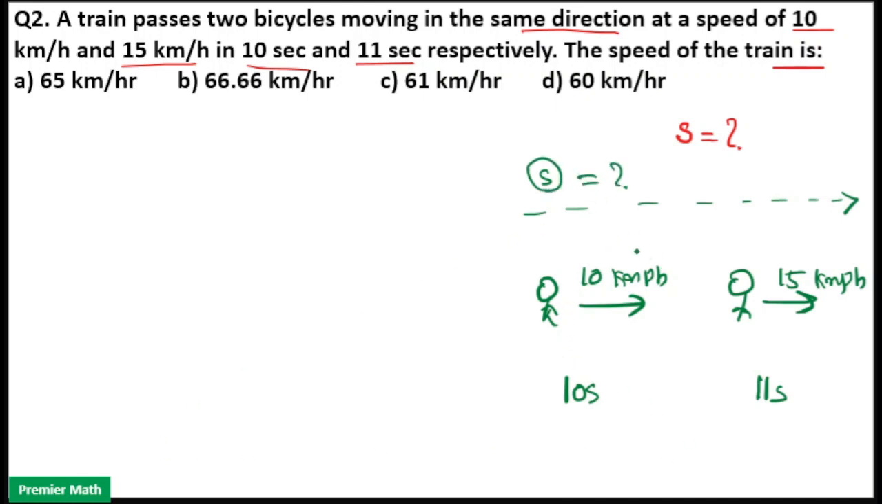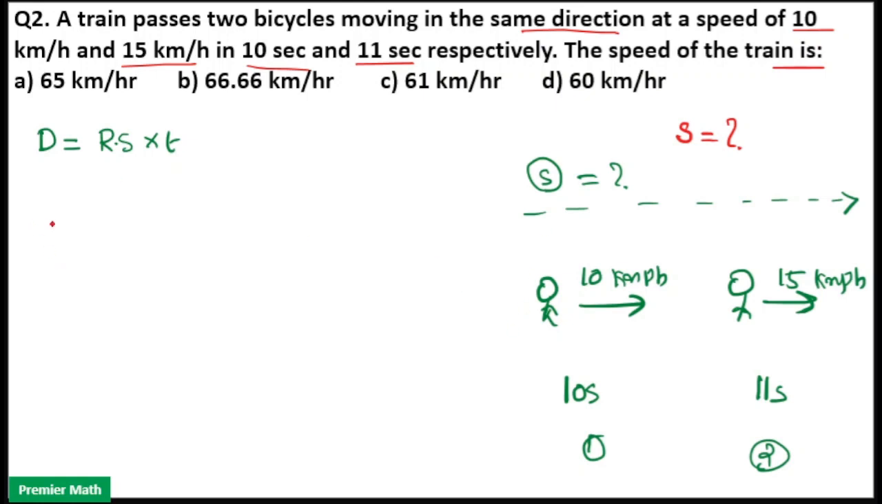Here you can see the distance covered while overtaking the first cyclist and the distance covered while overtaking the second cyclist. Both are the same. So here distance is the same. So I will equalize this in the first case and second case. Here distance is equal to relative speed into time. Distance is equal to speed into time. Here it is relative speed because there are two bodies here.